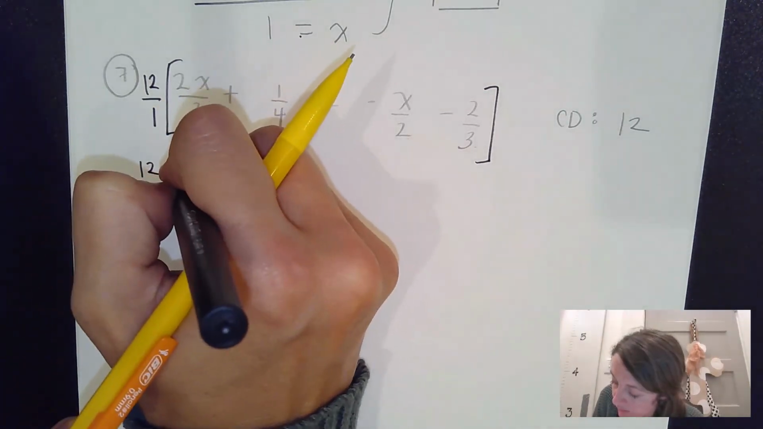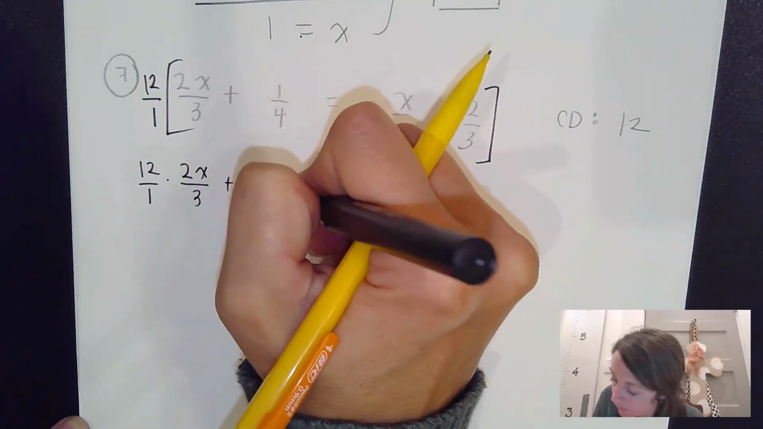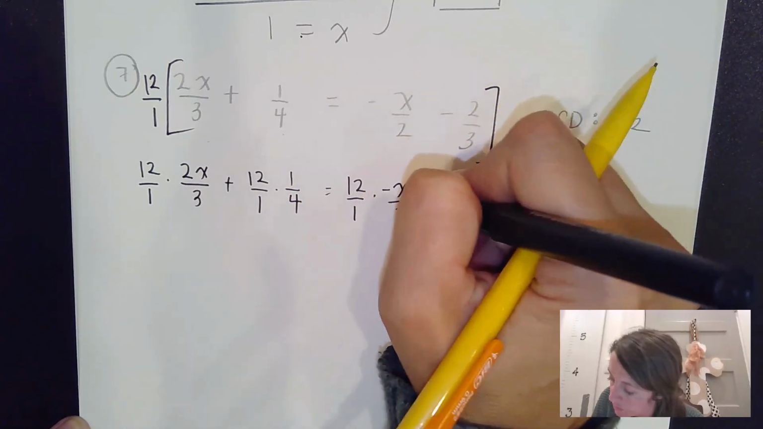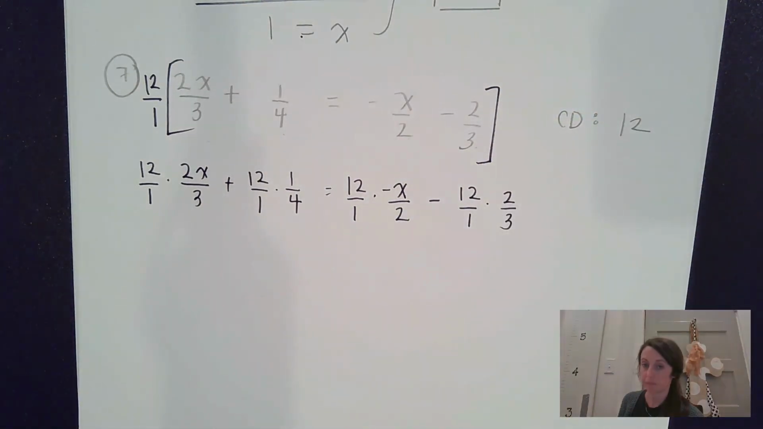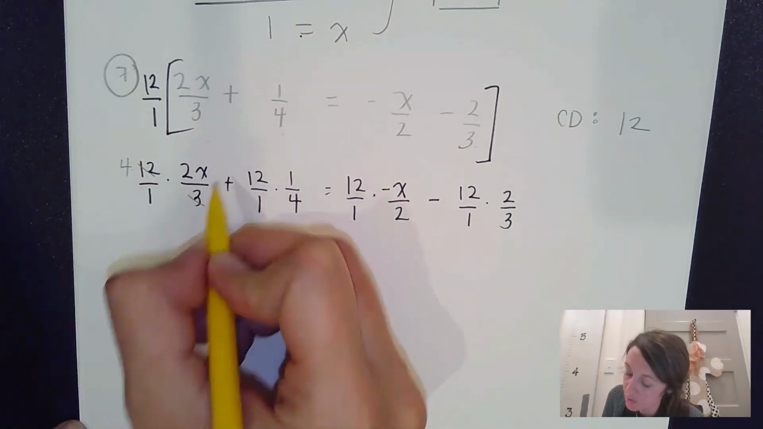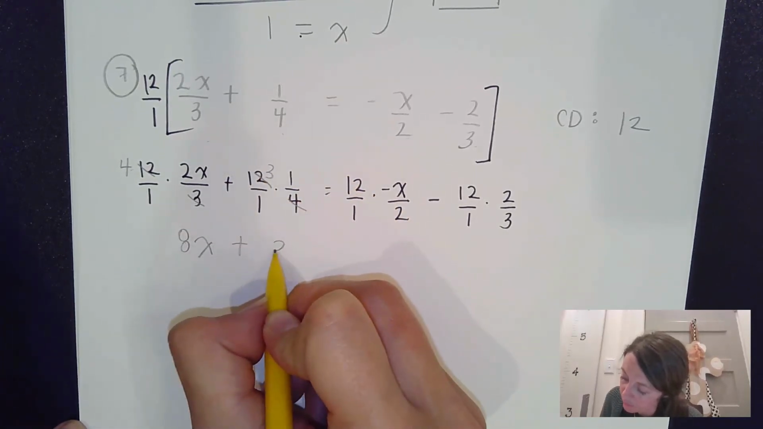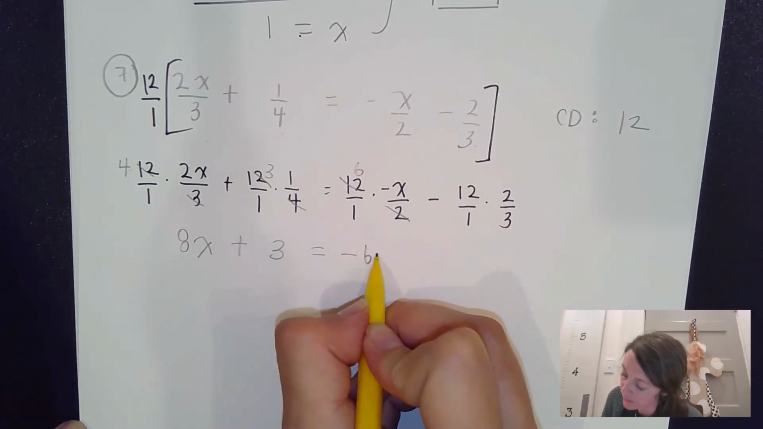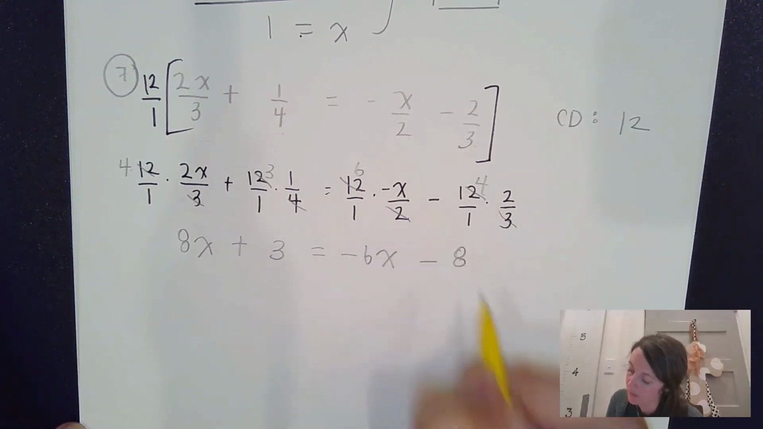So this will be 12 over 1 times 2x over 3 plus 12 over 1 times 1/4 is equal to 12 over 1 times a negative x over 2, 12 over 1 times 2/3. Okay, so 3 goes into 12 4 times, so I'm going to say 4 times 2x, which is an 8x. 4 goes into 12 3 times, so this will be a plus of 3. 2 goes into 12 6 times. 6 times a negative x, this will be a negative 6x. 3 goes into 12 4 times, so 4 times 2 is going to be a negative 8.